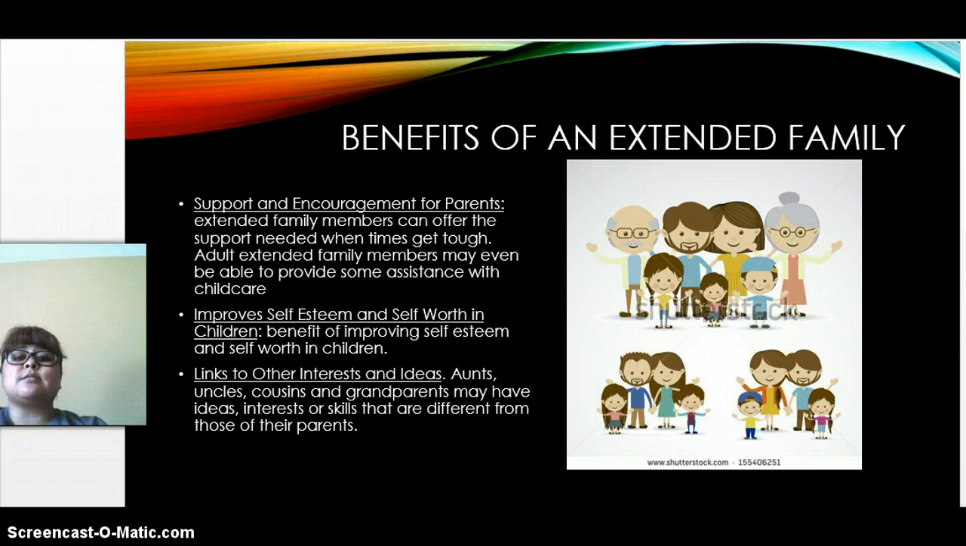Another benefit is exposure to others' interests and ideas. When you have a house full of many adults, they can share their views and points and even their interests and hobbies, and that can in turn be passed down to the children, and children can be more well-rounded and well-versed in multiple things.